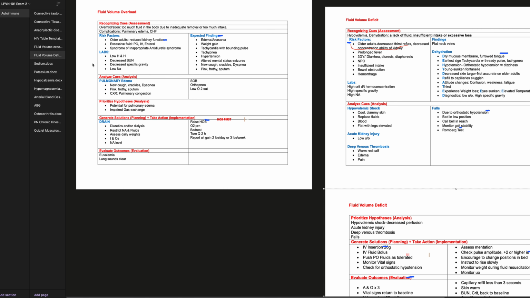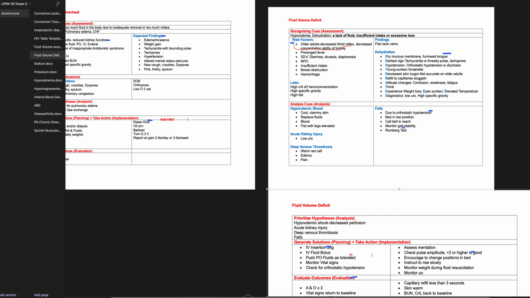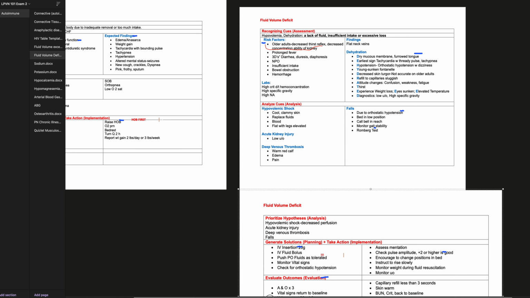So fluid volume deficit, I'm on this screen over here, is basically dehydration. So there's a lack of fluid due to insufficient intake or excessive loss, okay? So older adults are at risk for fluid volume deficit because they have decreased concentration ability of the kidneys, but they also have a decreased thirst reflex.